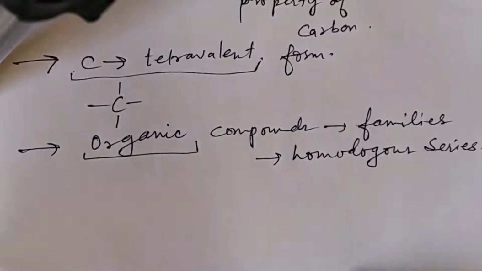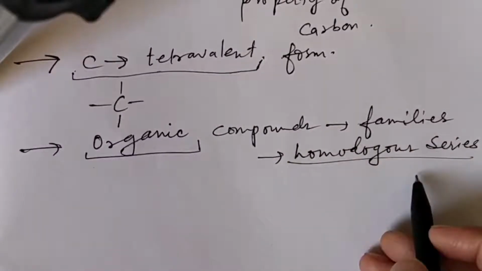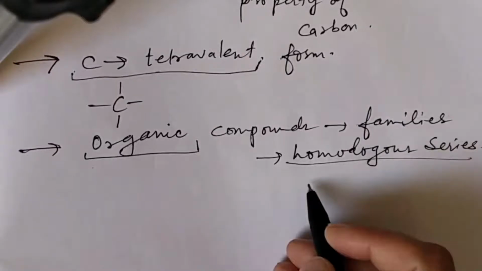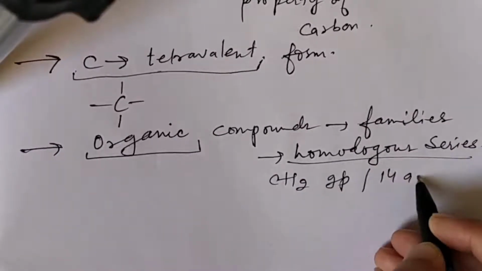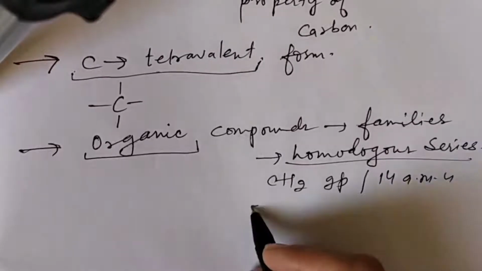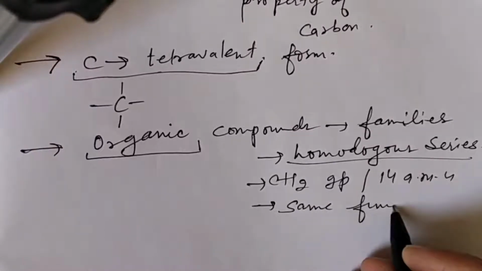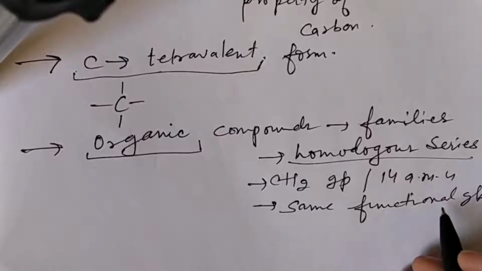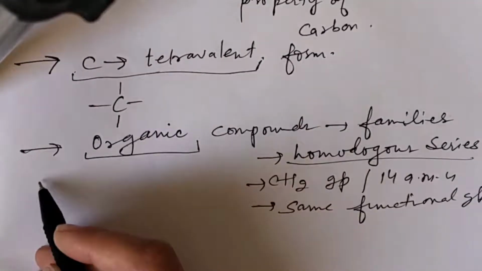So what are homologous series? A homologous series is a kind of family in which the successive members differ by a CH2 group or by 14 atomic mass units, and in which they carry the same functional group. The functional group should be the same there.